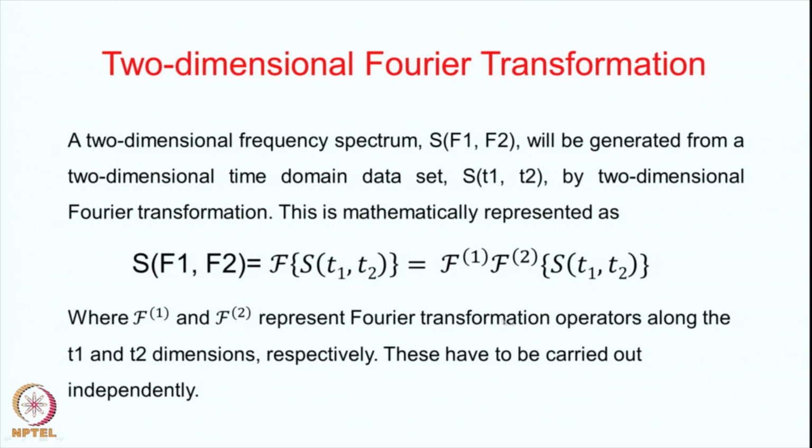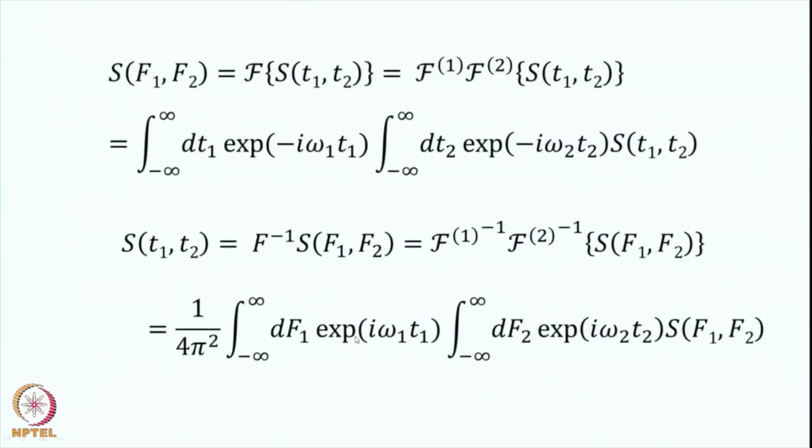F1 and F2 represent Fourier transformation operators along the T1 and T2 dimensions respectively. These have to be carried out independently. Okay, let us look at that in somewhat more detail. So, here you have the formula for these Fourier transformations. F1 F2 is the same as before, and the 2 Fourier transformations are indicated here once more.